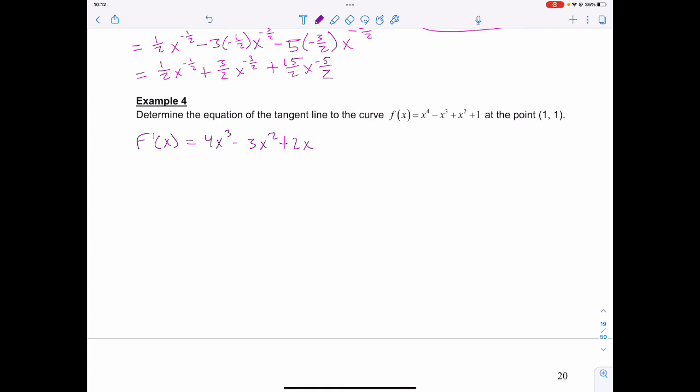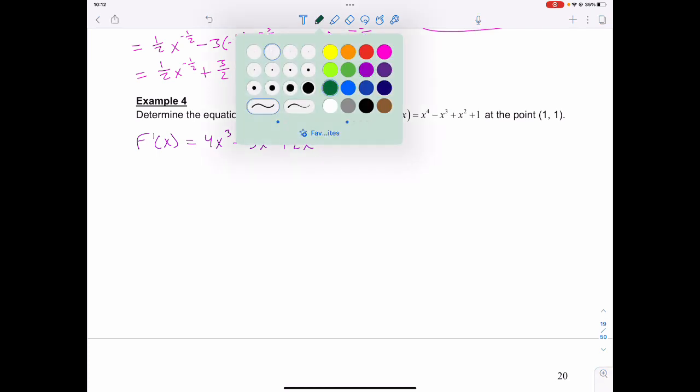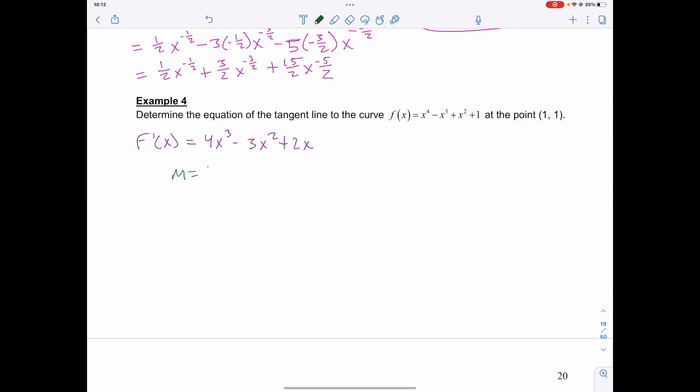Now, at the point of 1, 1, that means that my slope is going to be 4 times 1 cubed minus 3 times 1 squared plus 2 times 1. And when we plug all that in, I have a slope of 3.